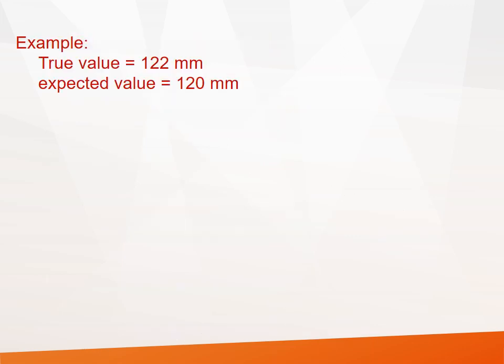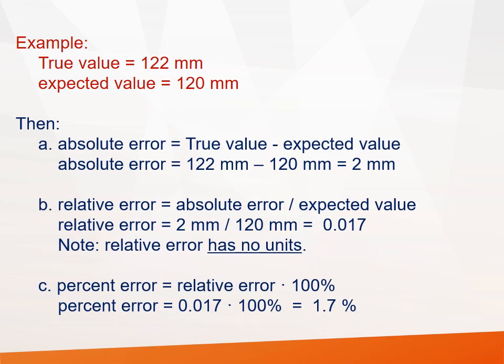Okay, we can see one example. The true value of the measurement is 122 millimeter and the expected value is 120 millimeter. So in this, first we calculate the absolute error, that is the difference between the true value and the expected value, which is 2 mm. Then relative error is absolute error divided by expected value. So relative error has no unit, and when you multiply that relative error by 100, we get the percentage error, that is 1.7%.